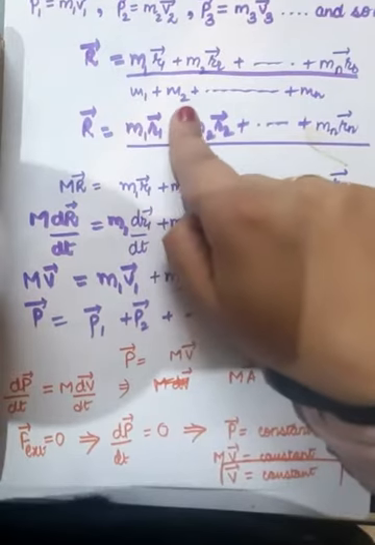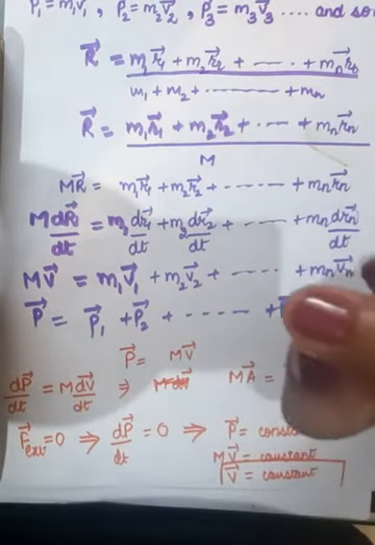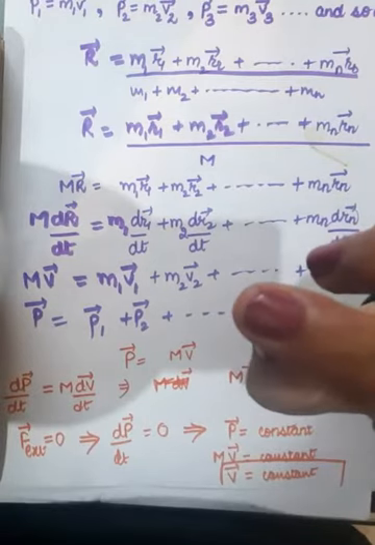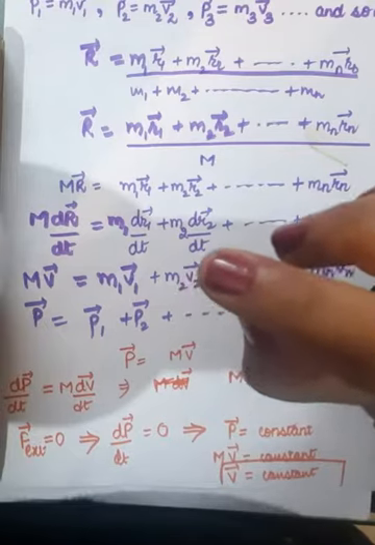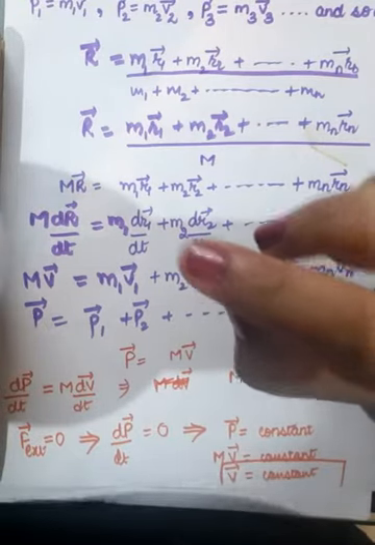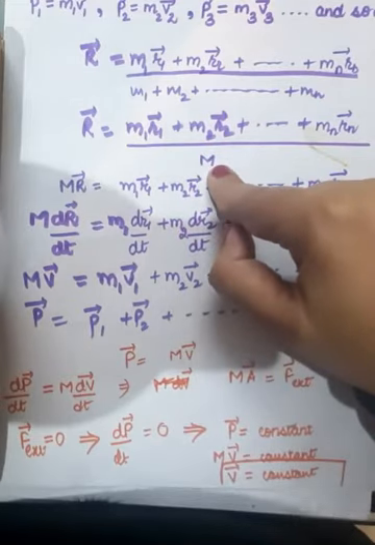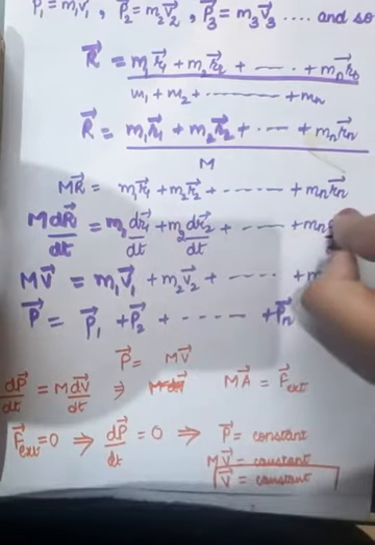Here m1 plus m2 plus so on up to mn represents the sum of all the particles of the system, and we know that when we take the sum of all the particles of the system, we are ultimately going to get the mass of the whole system, which can be written as capital M. Take this capital M to the other side and you get this.